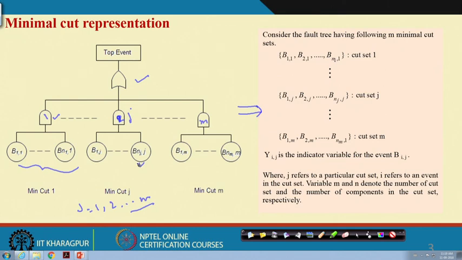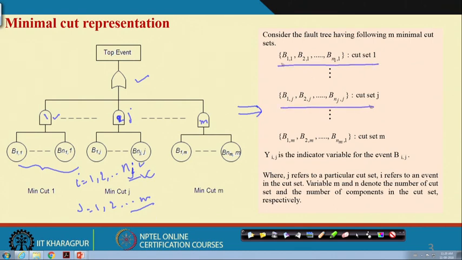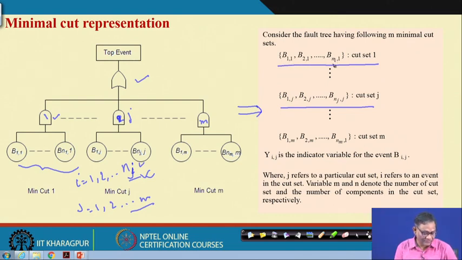The events will be represented by i, so i equal to 1 to nj, if it is the jth cut set. This is the notation. Using this notation, we define these cut sets. What is the first cut set? B11, B21 to Bn1,1, with j equal to 1. This is the first cut set. Similarly, the jth cut set, and similarly the Mth cut set.